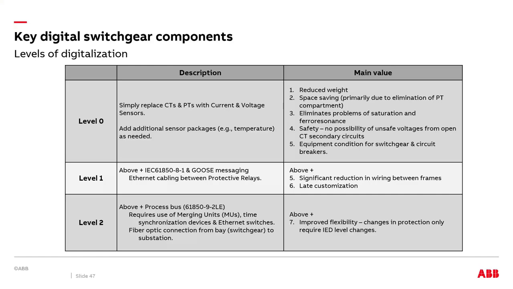You can start simply with a base level zero, where you simply replace the instrument transformers in your current switchgear with sensors. The sensors that we use are Rogowski coils for current sensors and resistive voltage dividers for voltage sensors. You can also include condition monitoring sensors for temperature, humidity, and circuit breaker status. By just doing this, you're reducing cost, footprint, space, and weight, because these current sensors are so much lighter than the instrument transformers that you conventionally use. And then you eliminate the hazard of open CT and also CT saturation. And it's more safe for the maintenance personnel and also operation personnel.